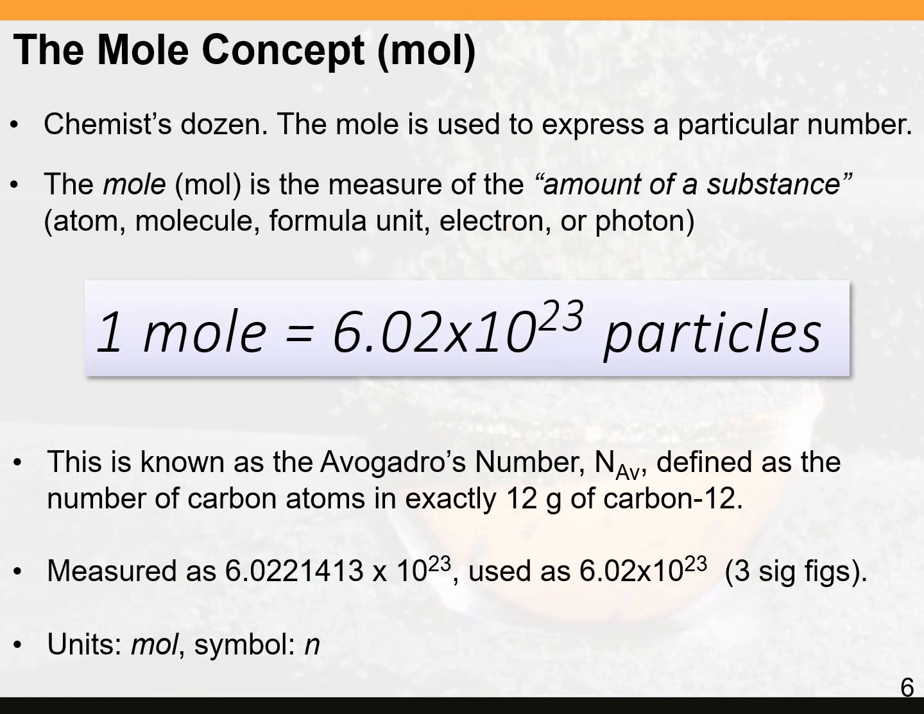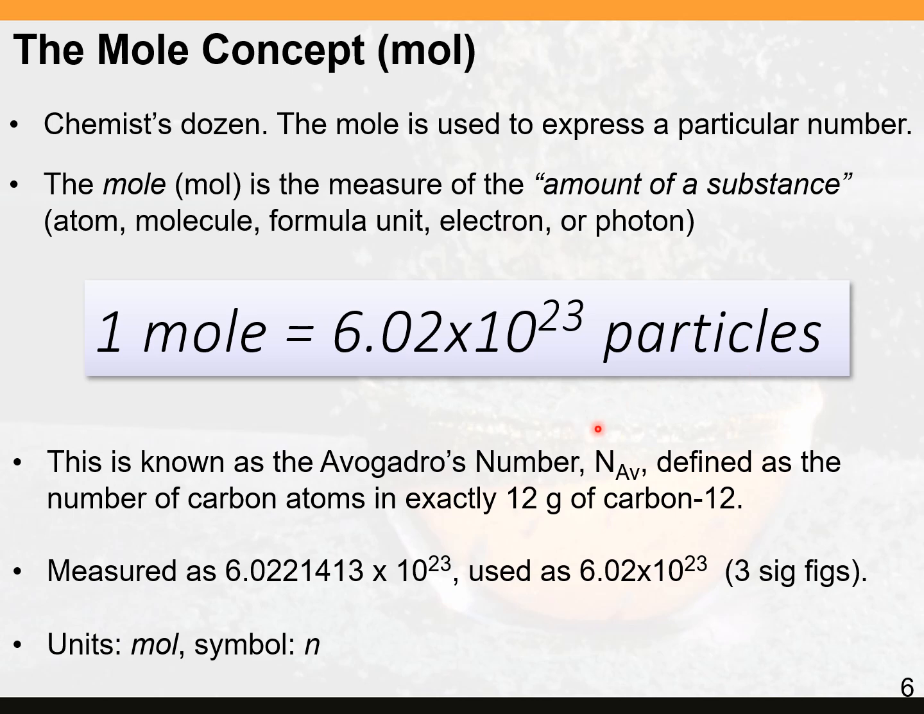When we count a large number of things, we often use units such as the dozen. The chemist's dozen is the mole, which refers to a particular number of things. The mole is the measure of the amount of substance, or a particle such as an atom, molecule, or electron. 1 mole of anything is 6.02 times 10 to 23 particles of that something. This is known as Avogadro's number.